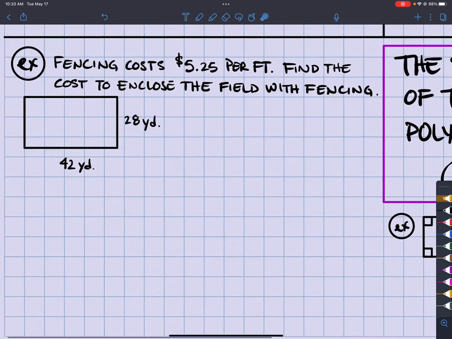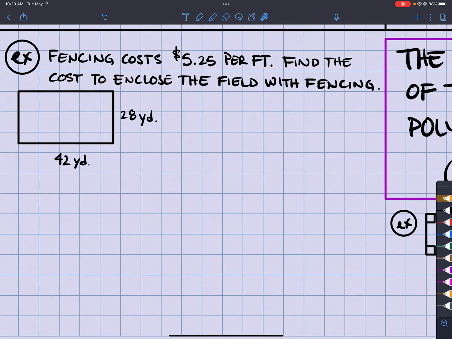So I have 2 problems over here that I want to do. One is this one right here. It says fencing costs $5.25 per foot. Find the cost to enclose the field with fencing. So this field right here in fencing, all right? So what I need to do is find the perimeter of this.